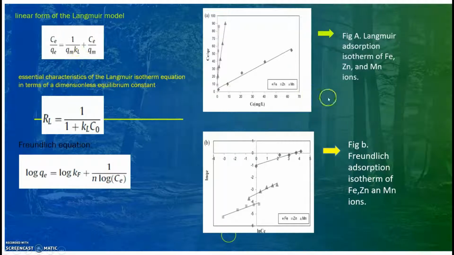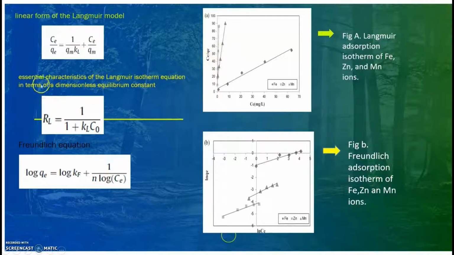Okay, next, this graph is for the Langmuir absorption isotherm for ferrous, zinc, and manganese ions. And this is a Freundlich absorption for that ion. Here we can see the difference between these two types. The graph is very different. For example, for figure A, from this graph, CE over QE versus CE, we can find the intercept value of 1 over QMKL and the slope of 1 over QM.